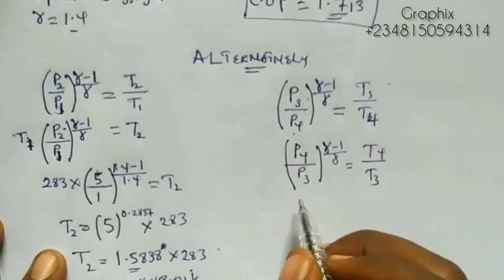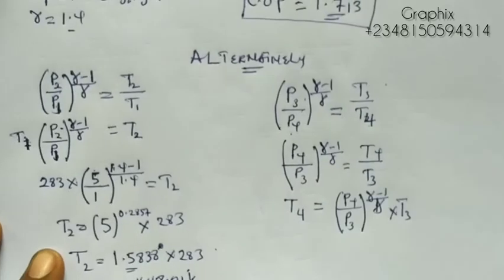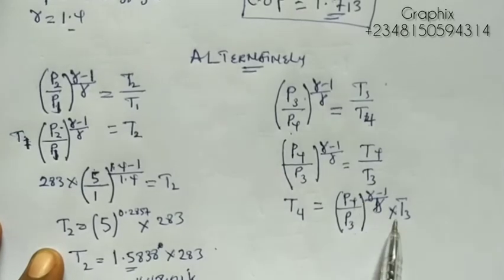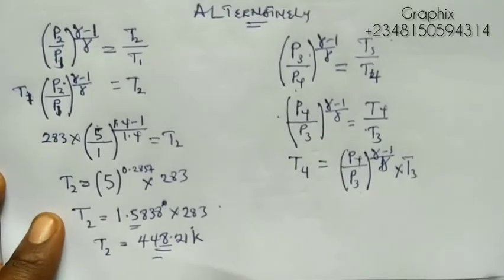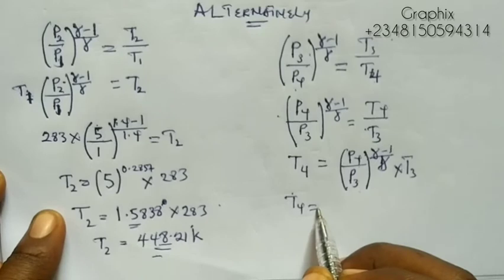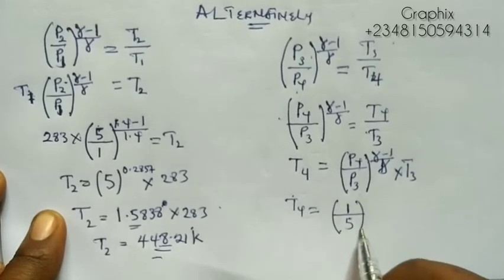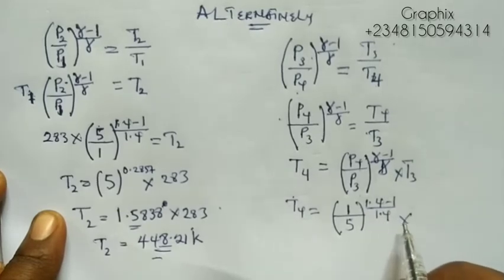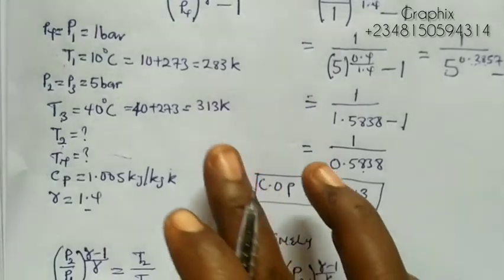So what will I do? I'll say my T4 is equal to P4 over P3 raised to the power gamma minus 1 over gamma times T3. I cross multiply this to this side, right? So I rewrite it. My T4 is equal to, what is P4? P4 is 1 all over P3, which is 5, raised to the power of 1.4 minus 1 all over 1.4, times T3. So what is T3? T3 is 313, because it's given as the parameter here.